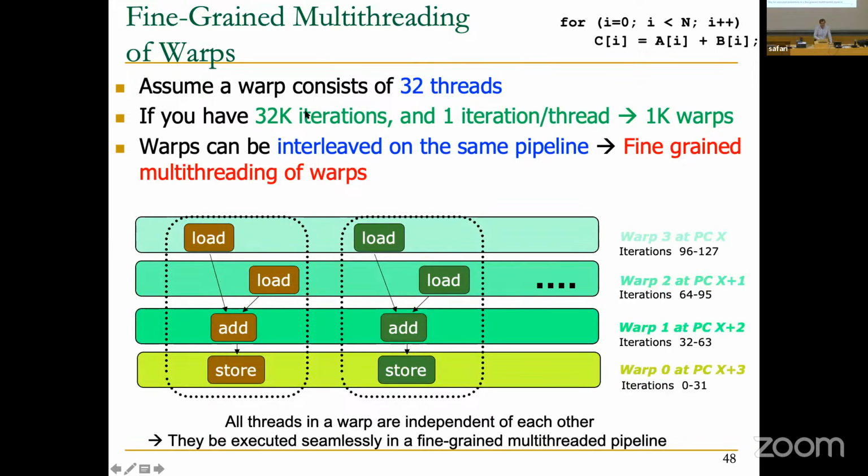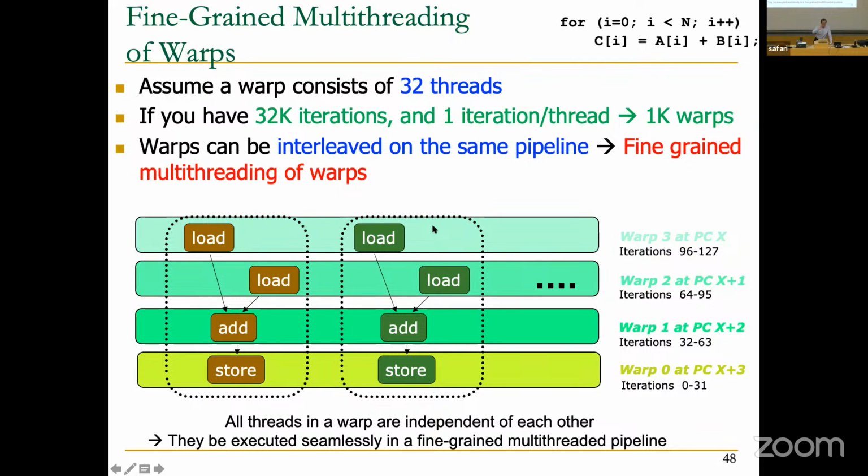It's the same example over here. All threads in a warp are independent of each other, so they can be executed seamlessly in a fine-grained multi-threaded pipeline. Let me give you the example. So this is warp 0. So this is a filled pipeline. Initially, you fetch warp 0. Warp 0 executes program counter X, meaning the first 31 iterations and just this load.